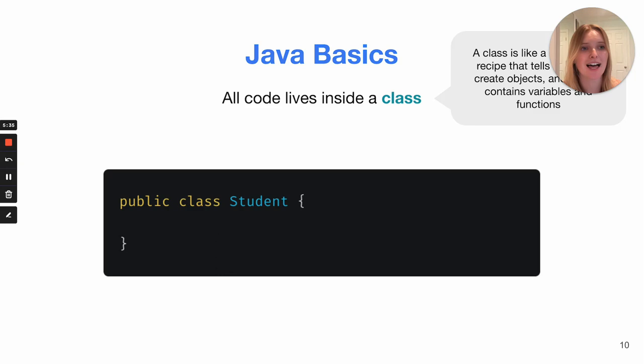We declare this class with public class Student. This public word here we'll use for now, but it could also be changed. It's called an access modifier. And public means it can be accessed anywhere, but there's also private, and we'll get into that in another lecture.